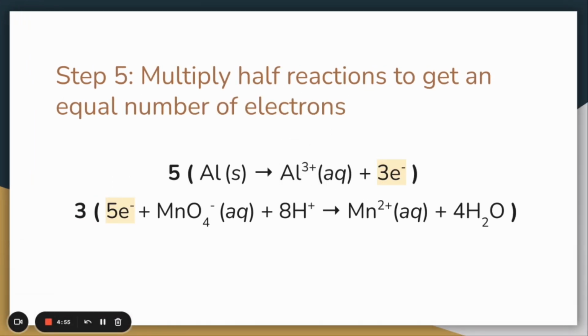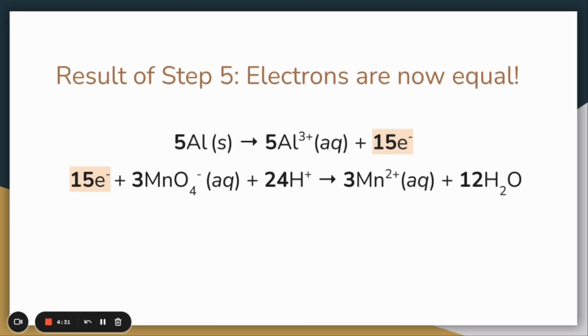Step 5 involves multiplying the half reactions in order to get an equal number of electrons. Since the first reaction has 3 electrons, and the second reaction has 5 electrons, and the closest common multiple is 15, we have to multiply the entire first reaction by 5, and the entire second reaction by 3. Make sure to multiply every species involved in the reaction. This is the result of multiplying by 5 and 3 respectively for both sides. There are now 15 electrons for both reactions on opposite sides of the arrow, so that they can be cancelled out in the next step. You can also see that everything in the reaction was multiplied by 5 or 3.